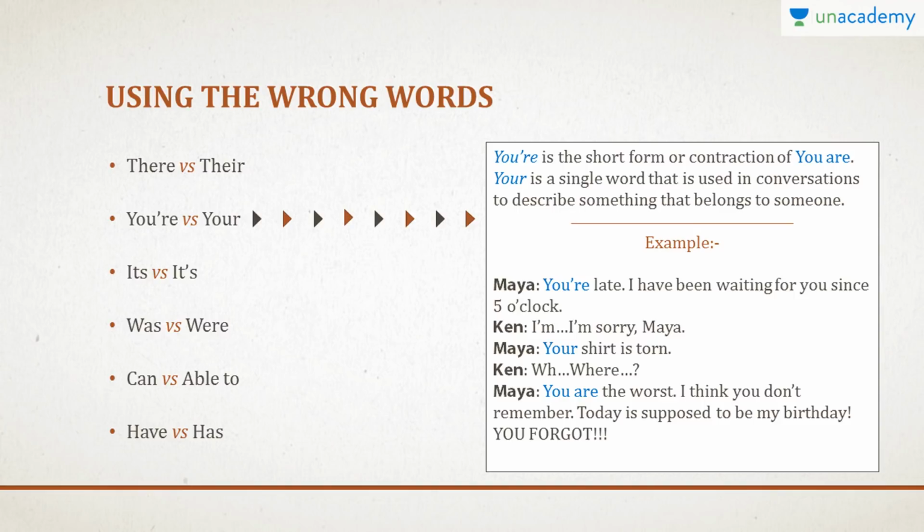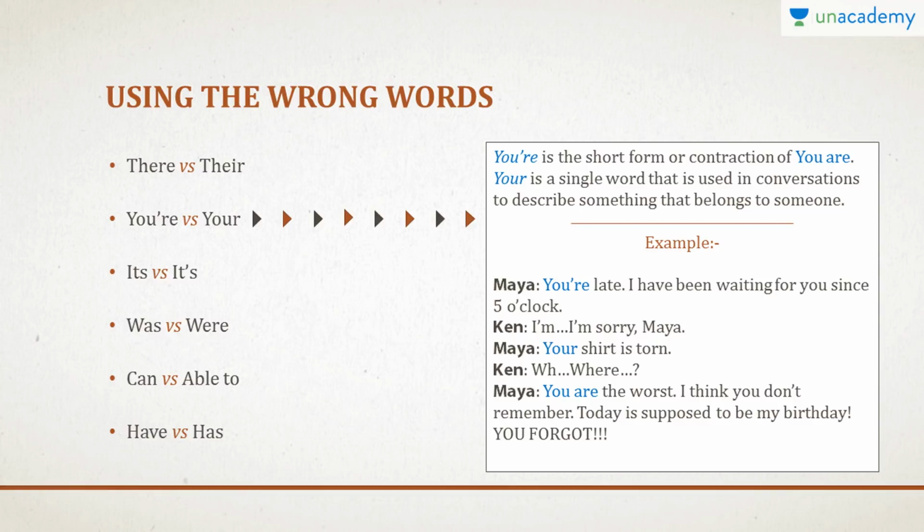Again, it's important to note that it's better if you don't use contractions in your writing. Always try to write the full form. You are is a better way of writing than you're with an apostrophe. Then we have your, which is used to describe something that belongs to someone. Let's look at the example that I've given here to understand better.